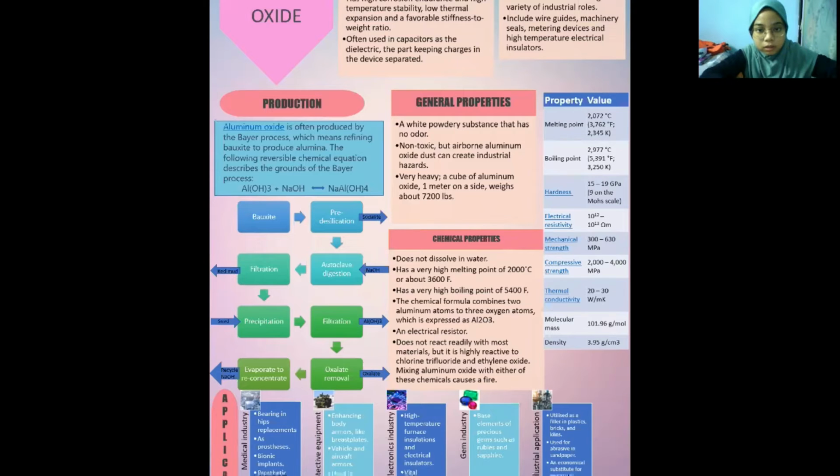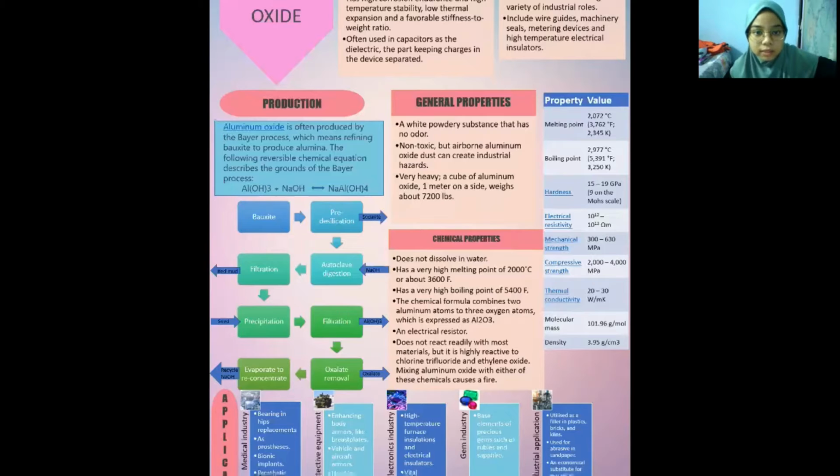Shahira, Sharifah, and Izzati will explain about our topic, which is aluminium oxide in topic 10. So for my part, it's about the production of aluminium oxide. Let me start with production first.